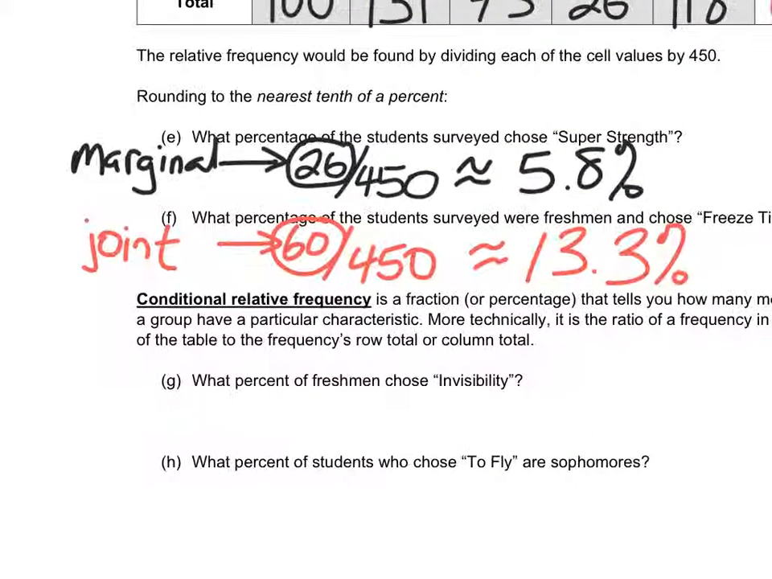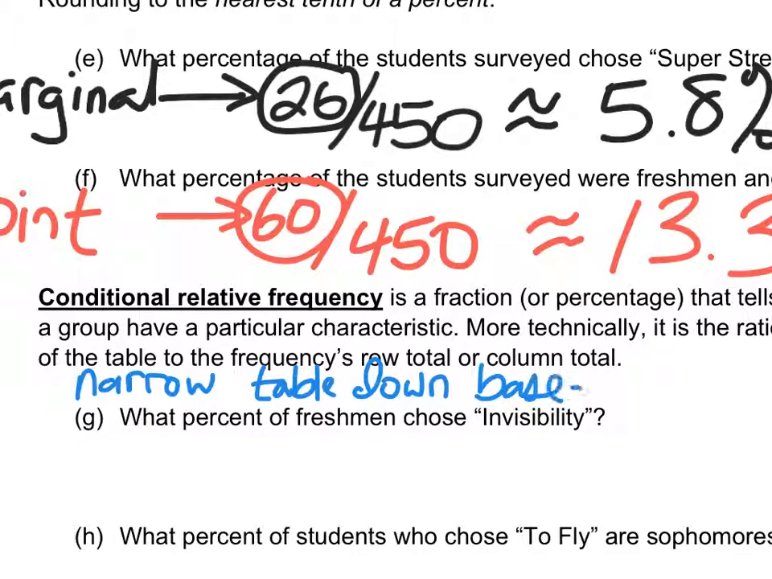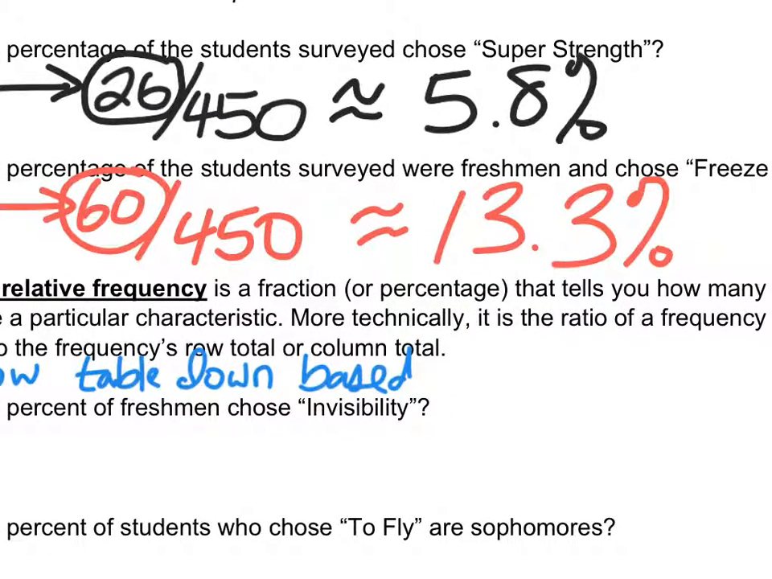Then the last thing that we're going to talk about is the conditional relative frequency. All right, this is where we kind of narrow down the playing field a little bit. It's a fraction or percentage that tells you how many members of a group have a particular characteristic. More technically, it's the ratio of the frequency in the center of the table to the frequency of the row total or column total. All right. Well, what we're talking about is a condition that's being applied. So what we're doing is we're narrowing the table down based on some kind of condition.